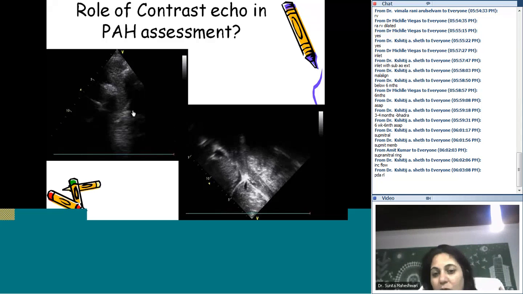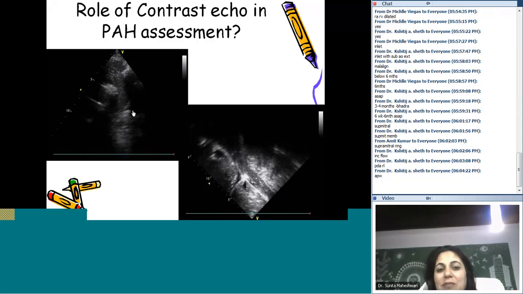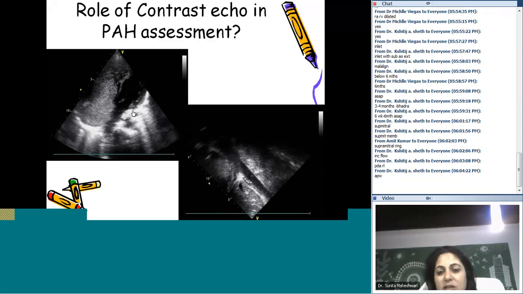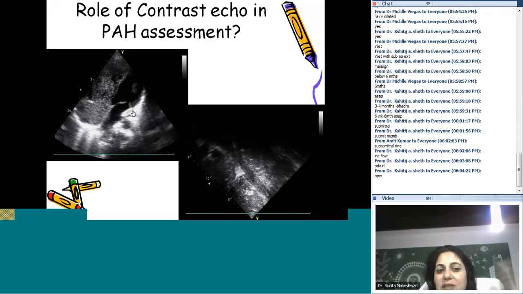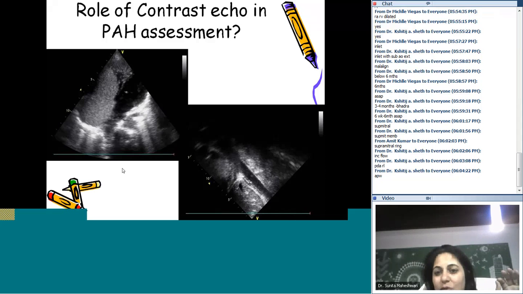So the importance of when you have pulmonary hypertension and you don't see a shunt: before you just call it CPHN, you need to do a contrast echo, and make sure you're not missing some shunt that's right to left. Okay? All clear on that?